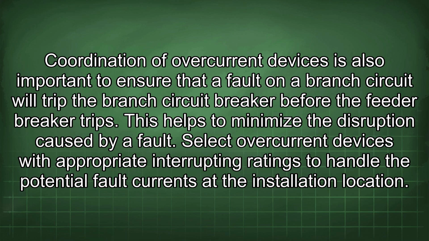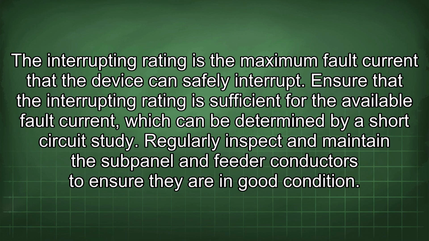Select overcurrent devices with appropriate interrupting ratings to handle the potential fault currents at the installation location. The interrupting rating is the maximum fault current that the device can safely interrupt. Ensure that the interrupting rating is sufficient for the available fault current, which can be determined by a short circuit study. Regularly inspect and maintain the subpanel and feeder conductors to ensure they are in good condition.